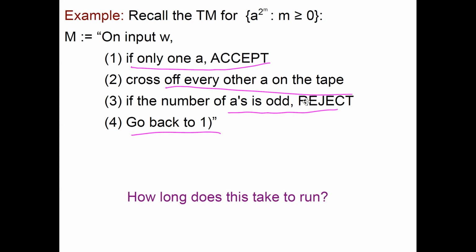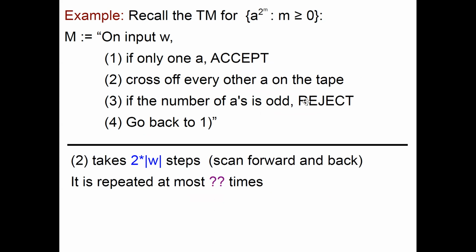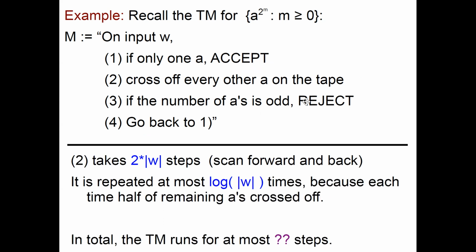What do you think? Think about it. Well, part 2 takes length of w steps, because we come forward and back like before. How many times are we going to repeat this? This is an important thing. We repeat at most log the length of w times, because each time half of the remaining a's are crossed out. So in total, the Turing machine is going to run for how many steps? 2 times the length of w times log the length of w.